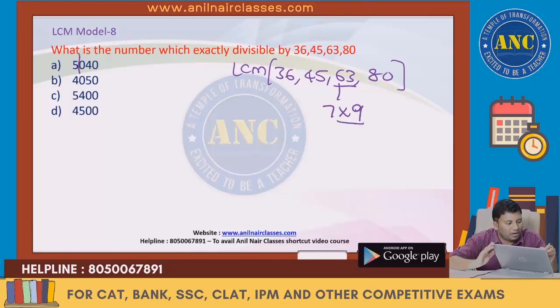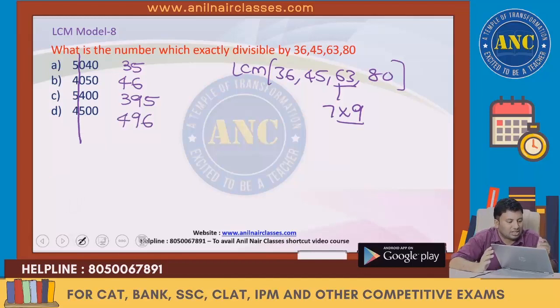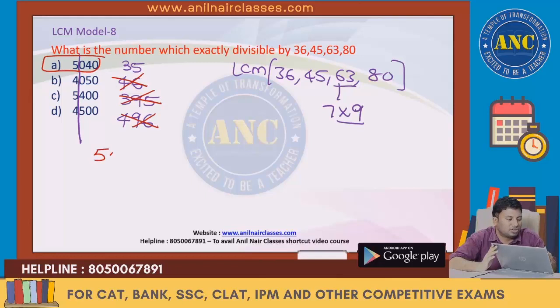Take a group of 3 digits. 40 minus 5, 35. 50 minus 4, 46. 400 minus 5, 395. 500 minus 4, 496. Which is divisible by 7? Please check. 7 not possible. 7 5s are 35, not possible. Not possible. Answer is 5040.